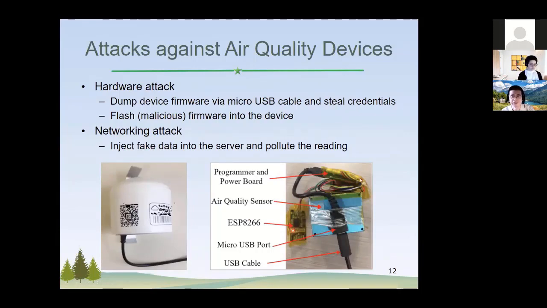So these are internals of this air quality device. And you can see here, this is the microcontroller, a small computer, right? Today, the small computer is only like $2 or $1. But this small computer is actually bigger than Intel's early CPU, okay? And then this is the programmer and the power board. This is the actual air quality sensor, and this is the micro USB cable.